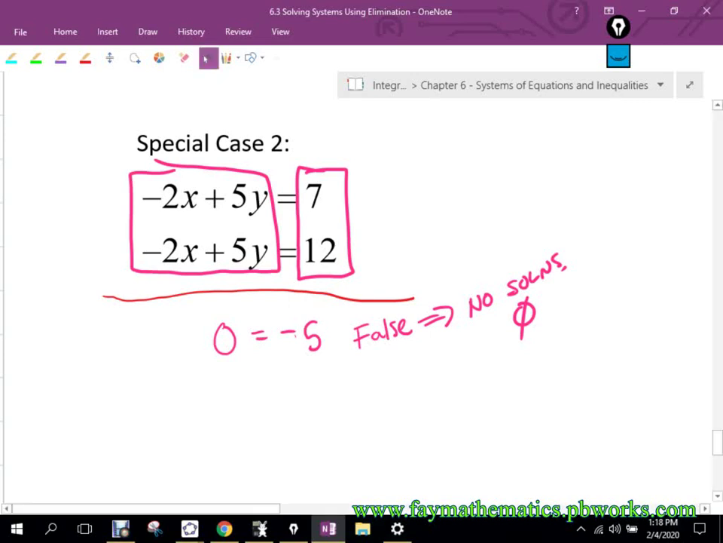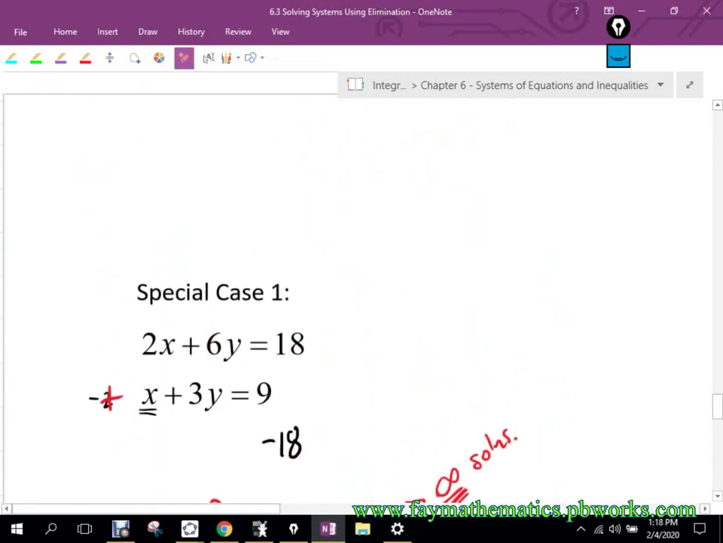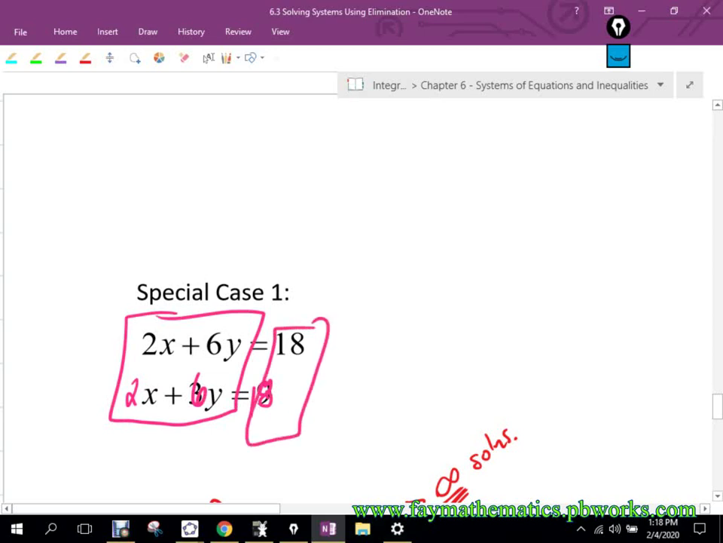Okay? What about these two at the beginning up here? If I multiply this one by 2, I get 2, this turns into 6, and this turns into 18, right? What do you now notice about the left-hand side? They're the same. What do you notice about the right-hand side? They're the same. So the lines would be overlapping each other, right? So they're always the same, always intersecting, so they're infinite solutions.